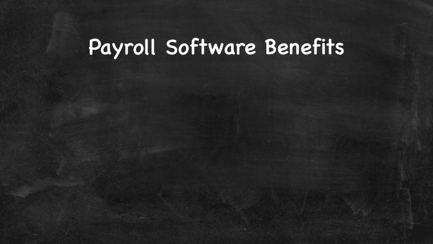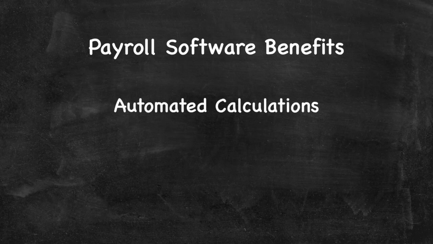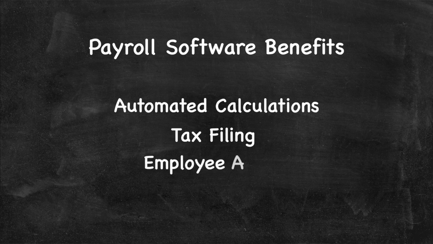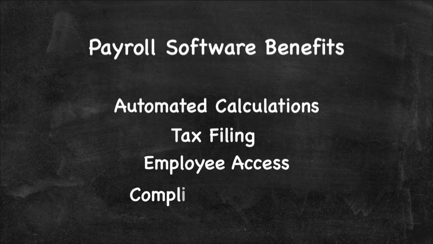If manual calculations seem overwhelming, consider using payroll software. It automates many of these steps, reducing errors and saving time. For example, some of those benefits include automated calculations, because the software can compute wages, taxes, and deductions instantly. Tax filing. Many platforms offer automatic tax filing and payment services. Employee access. Employees can view pay stubs and tax documents online. Compliance updates, allowing you to stay up to date with changing tax laws and regulations.